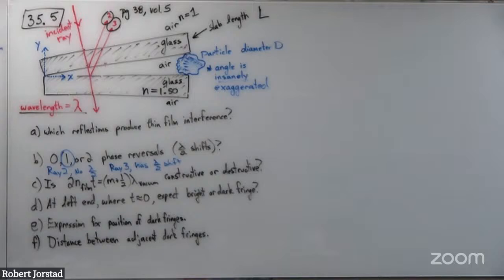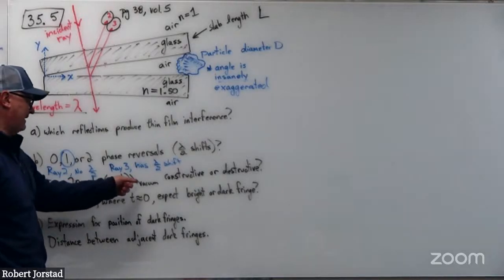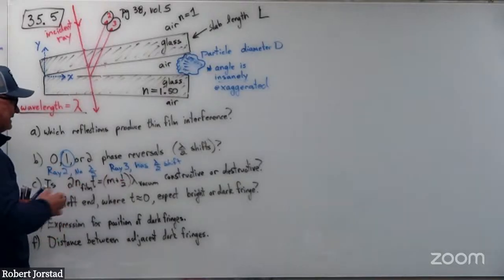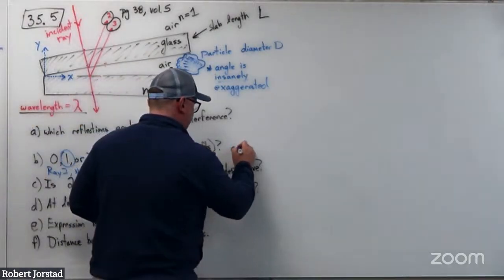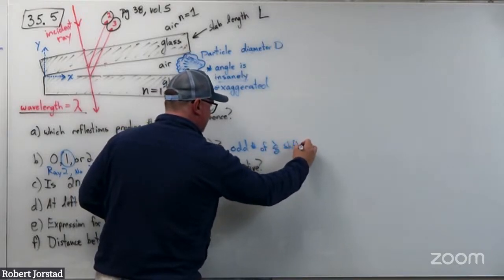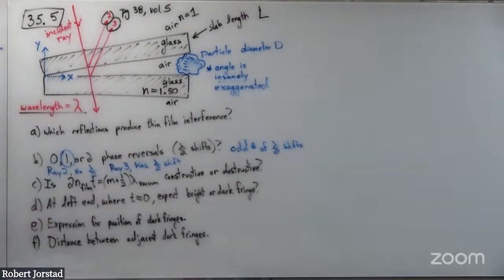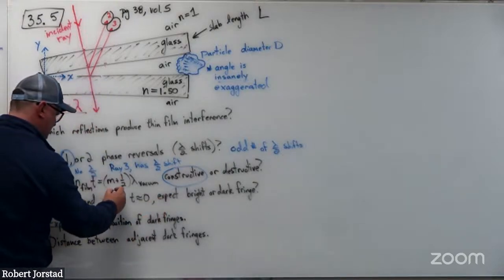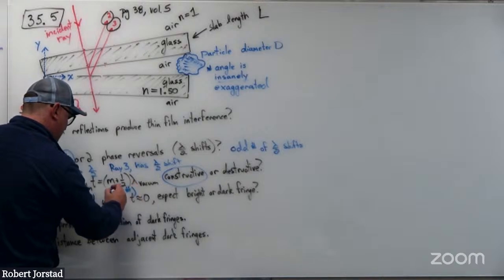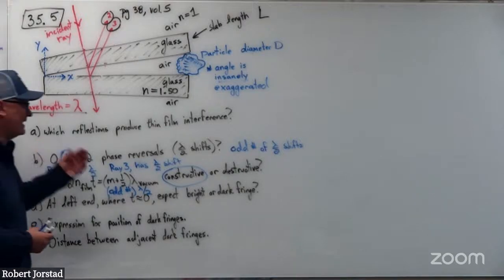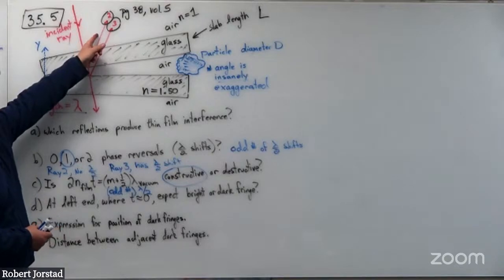Now, is 2n_film t equals (m plus a half) lambda going to be constructive or destructive for this problem? This is going to be destructive. We have an odd number of lambda over 2 shifts, an odd number of phase reversals. That means the constructive equation gets the m plus a half. Remember, this is something like odd number times lambda over 2. We have an odd number of lambda over 2s that's constructive because we get an extra lambda over 2 from this one reversing and this one not.